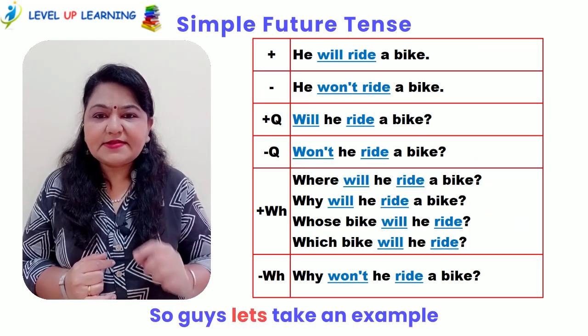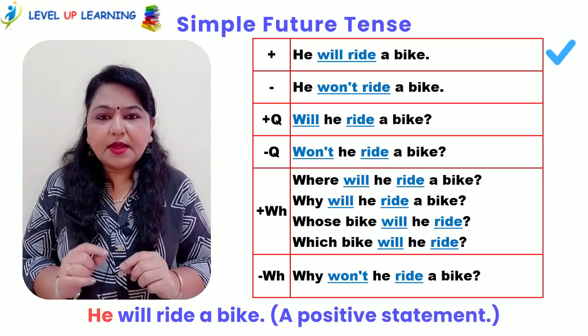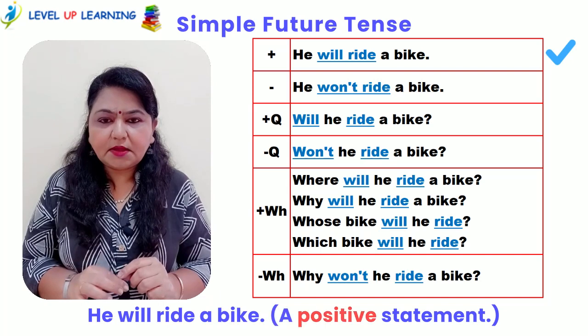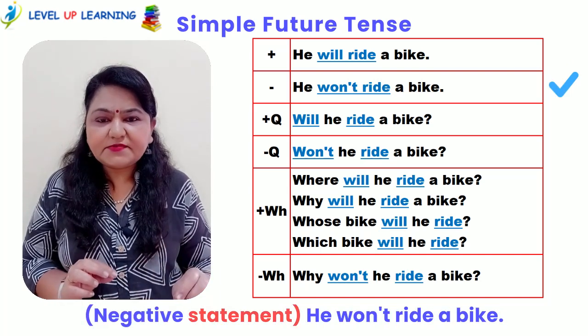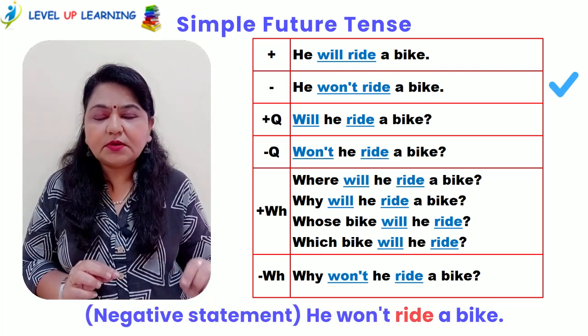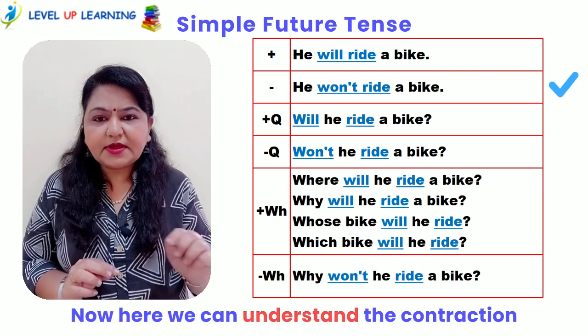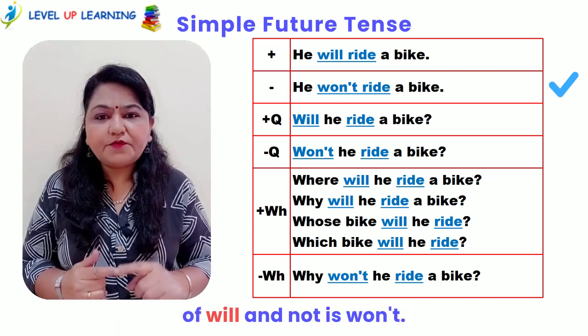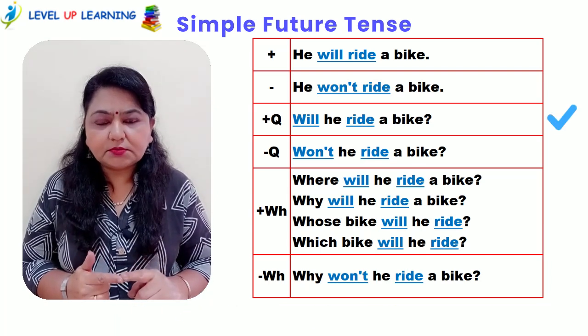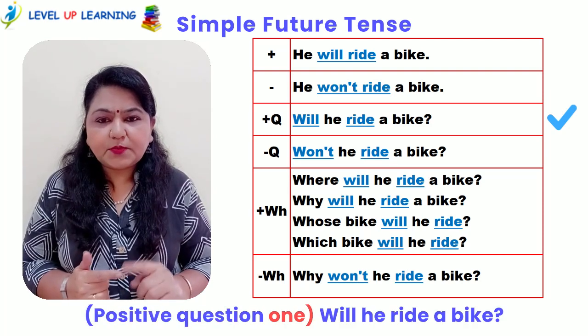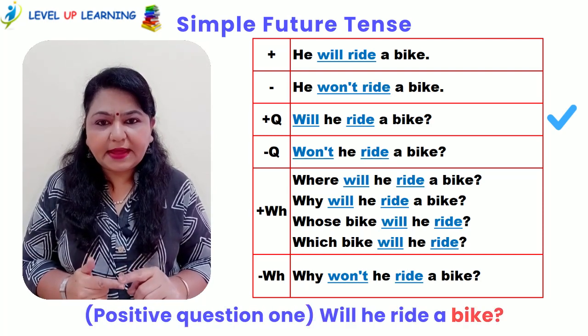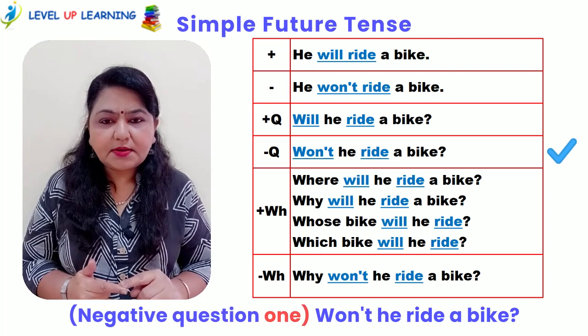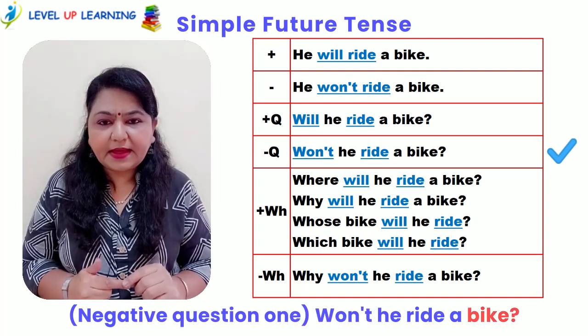So guys, let's take an example. He will ride a bike, a positive statement. Negative statement, he won't ride a bike. Now here we can understand the contraction of will and not is won't. Positive question 1, will he ride a bike? Negative question 1, won't he ride a bike?